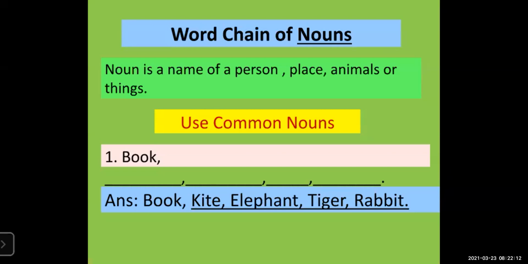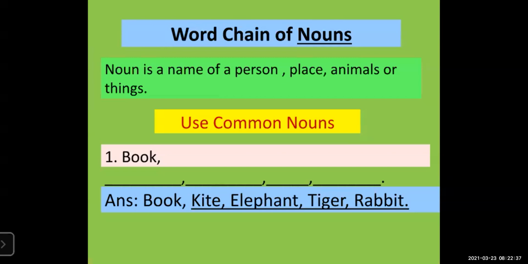After that, the next word I have to start is with the ending letter T. So I have to begin the common noun with T. That is, I have written tiger, T-I-G-E-R. Then the last common noun which I have used here is rabbit.